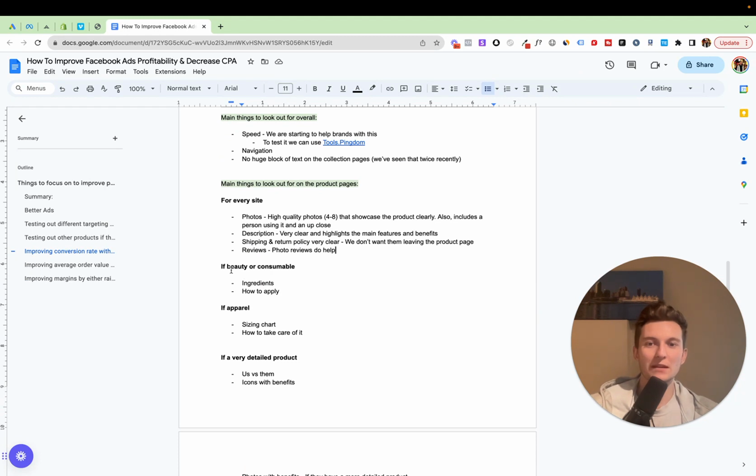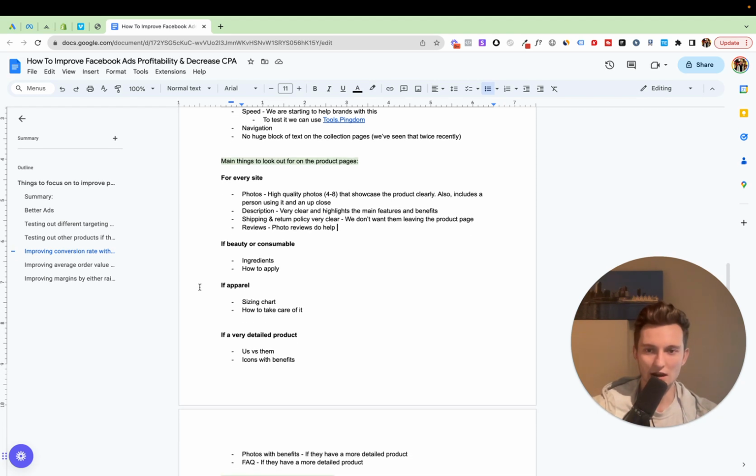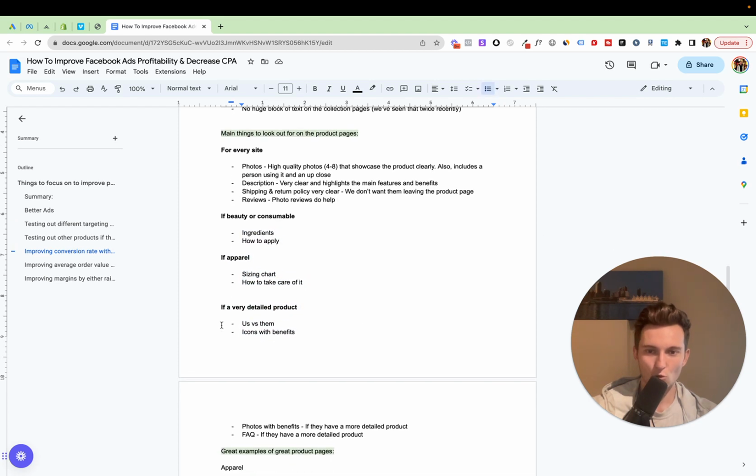Now, there's no one-size-fits-all for product pages. If you have a fashion brand, that's going to be a lot different than a skincare brand, which is going to be a lot different than if you're selling $1,000 furniture. Everything is a lot different, right? So let me give you a couple of different ways I look at it.